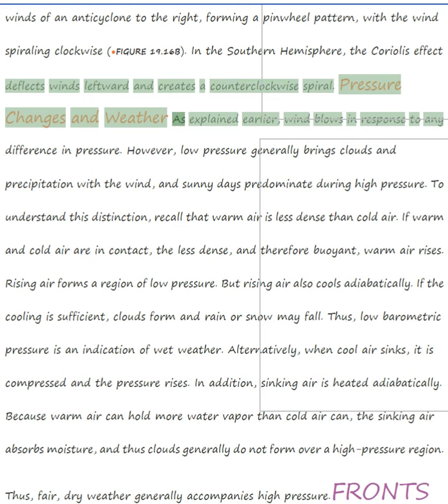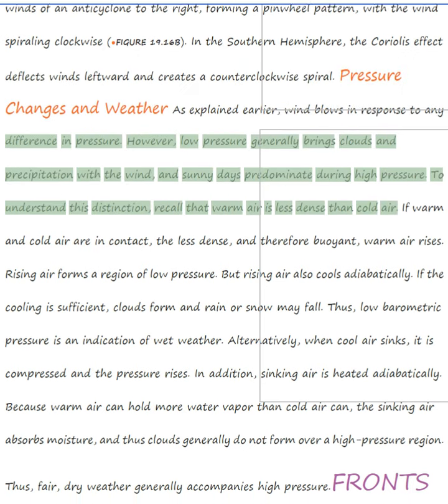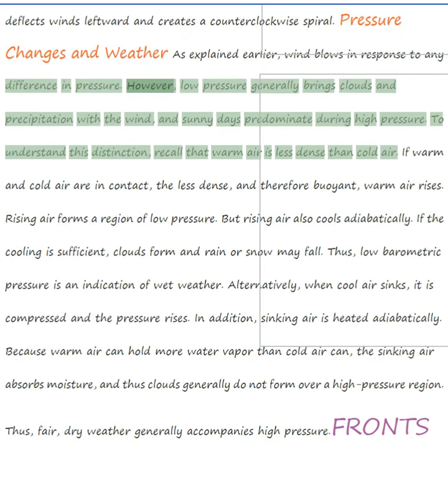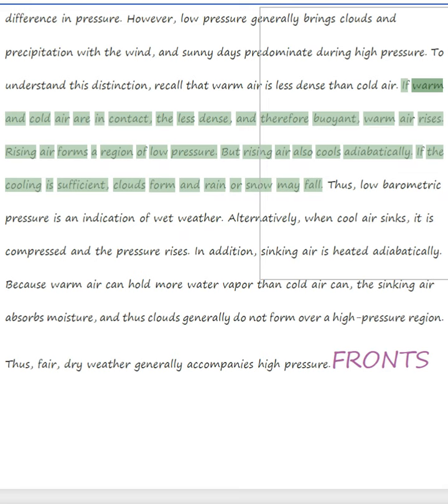Pressure changes and weather. As explained earlier, wind blows in response to any difference in pressure. However, low pressure generally brings clouds and precipitation with the wind, and sunny days predominate during high pressure. To understand this distinction, recall that warm air is less dense than cold air. If warm and cold air are in contact, the less dense, and therefore buoyant, warm air rises. Rising air forms a region of low pressure.